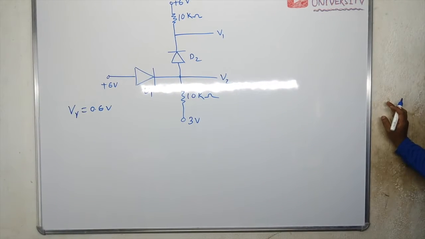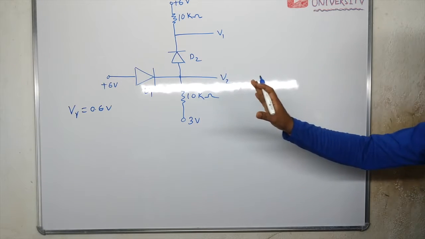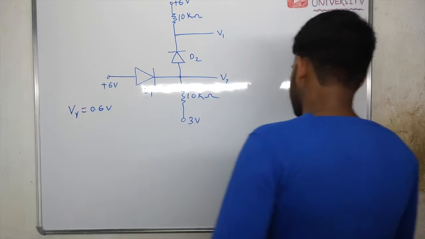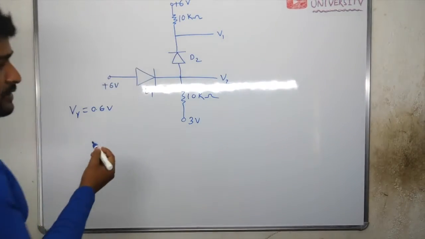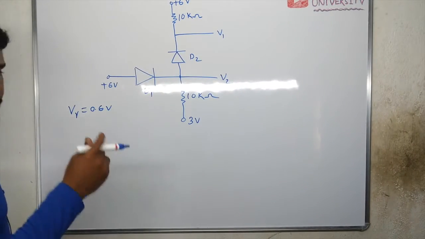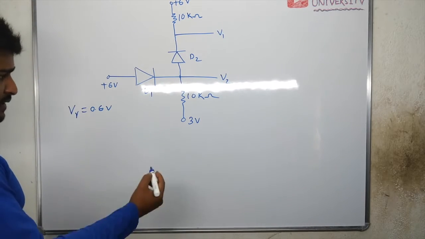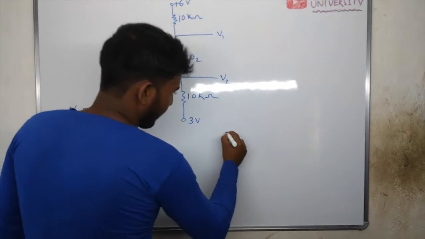Now, in order to solve this question, assume that diodes are off. That is, you need to do an open circuit test. To know which diode will be forward biased and which diode will be reverse biased, you first do the open circuit test.